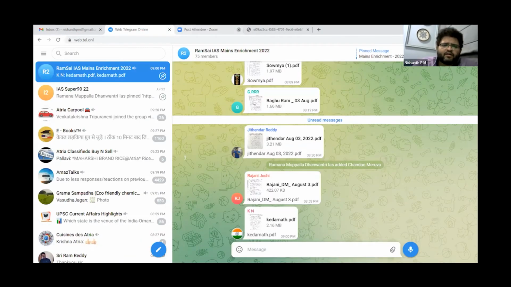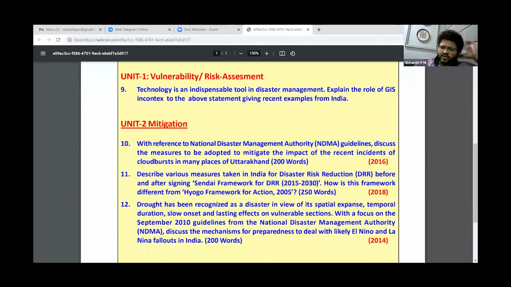Fine. See the 11th question. Describe various measures taken in India for disaster risk reduction, DRR, before and after signing the Sendai framework. So they are asking you about the Sendai framework. What is this question?